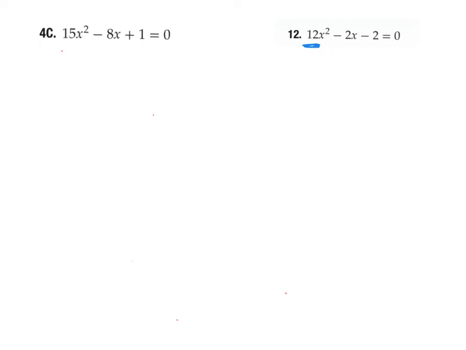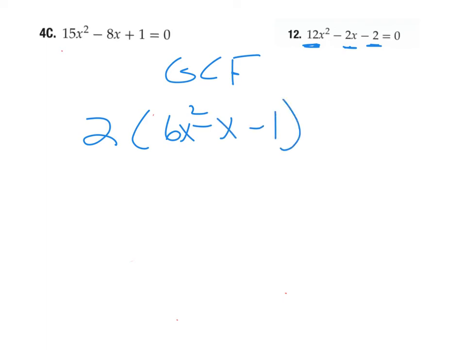Here is a leading coefficient of 2. But here's the difference between this problem and all the other problems. There is a 2 in every one of them. So I can do the greatest common factor. Anytime that we can take out a greatest common factor, we need to do that. So I'm going to take out the 2, and that would give me 6x squared minus x minus 1 when I do the greatest common factor. So sometimes you have to do this first.